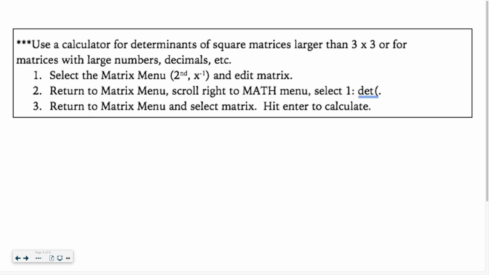Okay, now on the back side of this page, there's just a note up at the top. Okay, no calculator. You should be able to do 2x2s and 3x3s. Anything beyond a 3x3, you would use your calculator, go plug in your square matrix, call up the determinant, call up that matrix, and hit enter. I'll also say this, for real world situations.